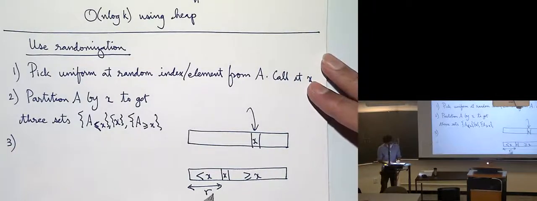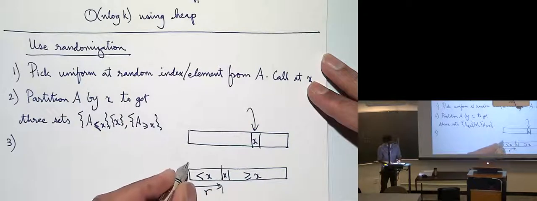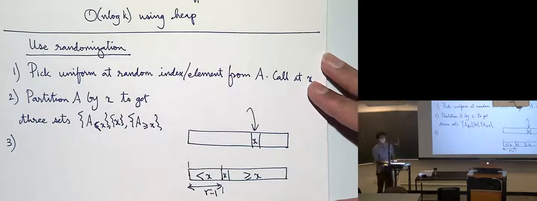Sorry, let me refer to this just for convenience as R minus 1. And this is n minus R. This is n minus R.